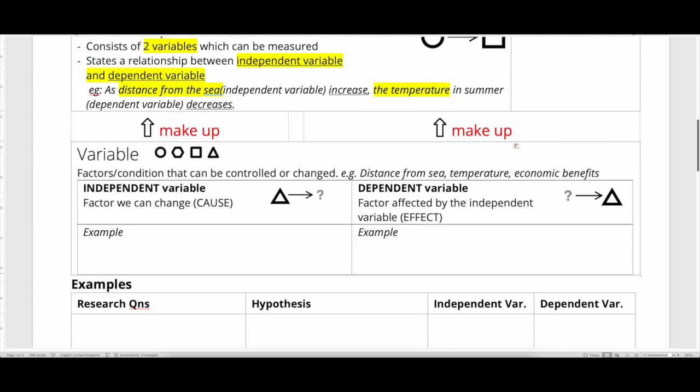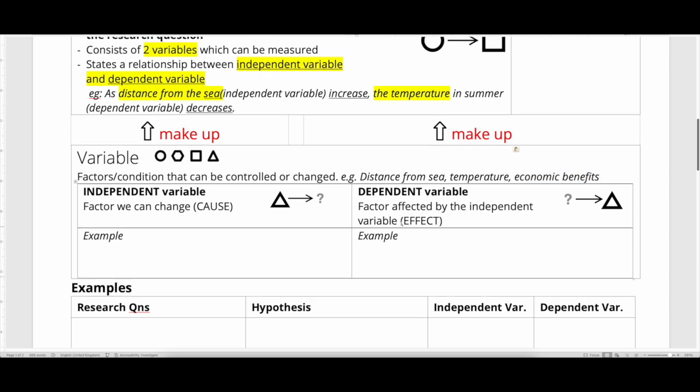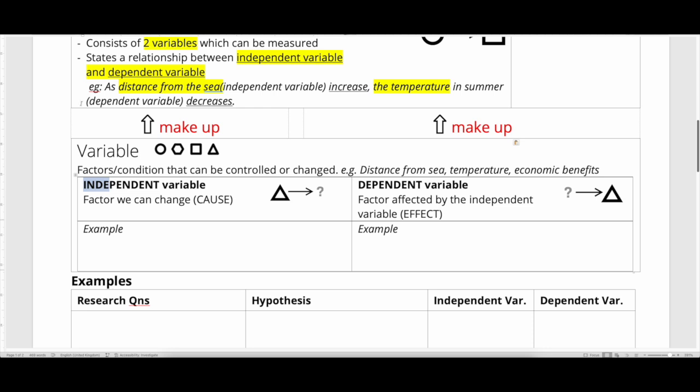So variables, we know that these are factors that can be controlled or can be changed. Like for example, whether I'm close to the sea or not, whether it is semester 1 or semester 2, whether it is temperature, whether it is benefits, or things like that. So we will use the terms independent variable and dependent variable. Now you've learned in earlier topics, you also learned in language, dependent means need to rely on something. So that means they are the ones who are affected by the other variable.